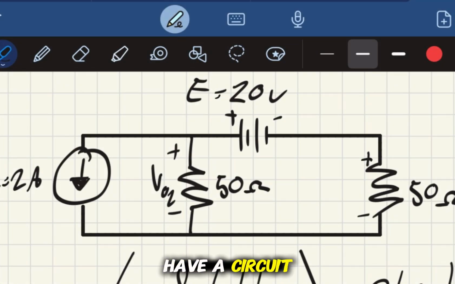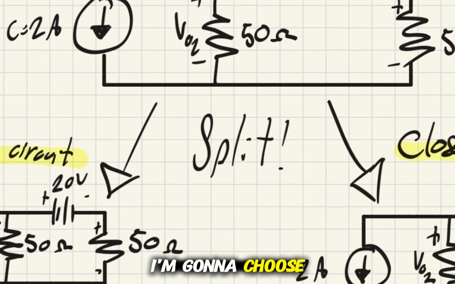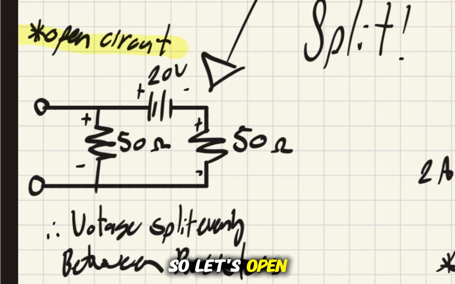So here we have a circuit which has two sources. We have a 20 volt voltage source and we have a 2 amp current source. Step 1, let's eliminate a source. So I'm going to split it into two halves. So here I'm going to choose to eliminate the current source. So let's open the circuit.